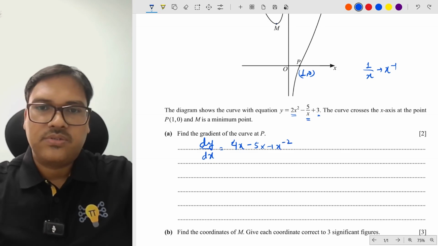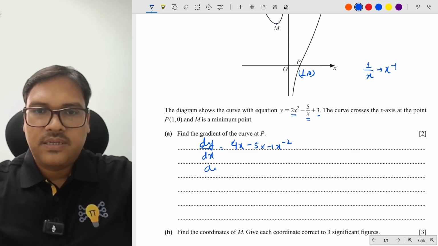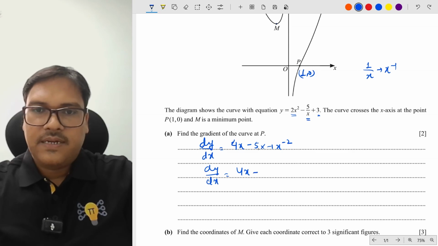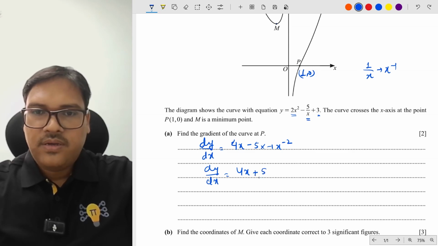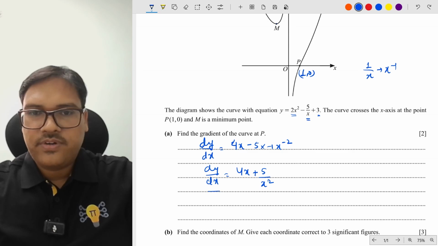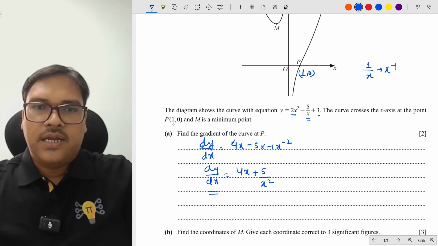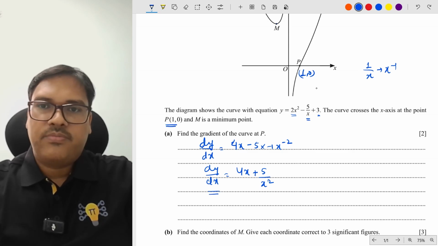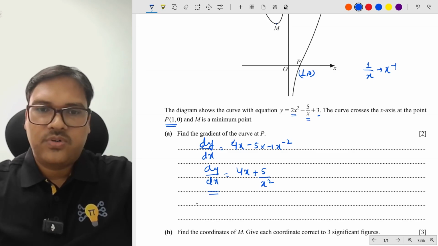And the differentiation of 3 is 0. So basically dy by dx is equal to 4x, negative negative positive, so plus 5 by x square. So this is the differentiation, the gradient function. And you have to find the value at which point? At P, which is 1 comma 0. So x is equal to 1.